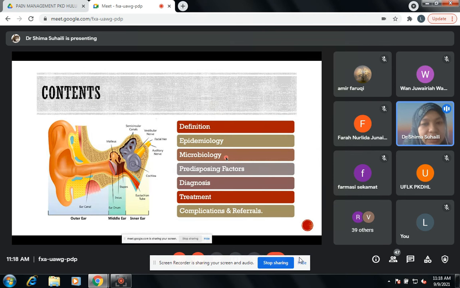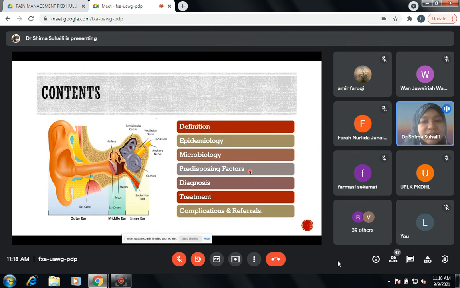Epidemiology, microbiology, the predisposing factors to develop acute otitis media, how to establish the diagnosis of AOM, the treatment, and lastly about the complications and referrals for AOM.